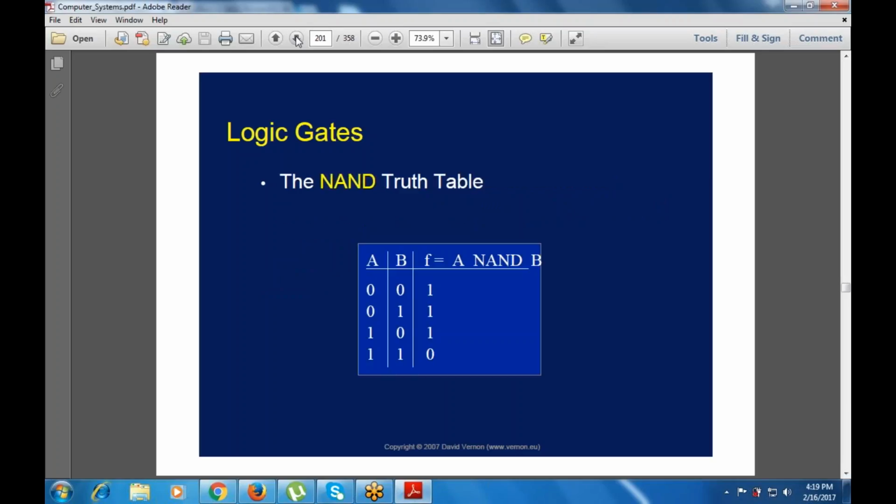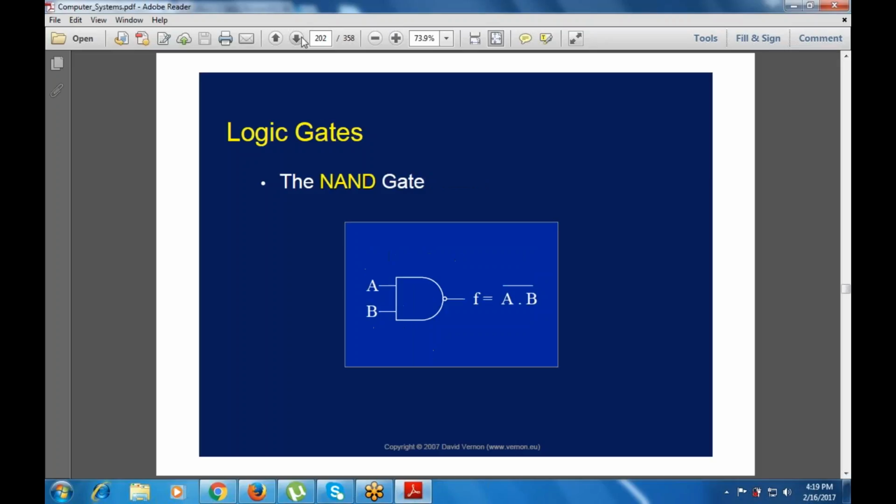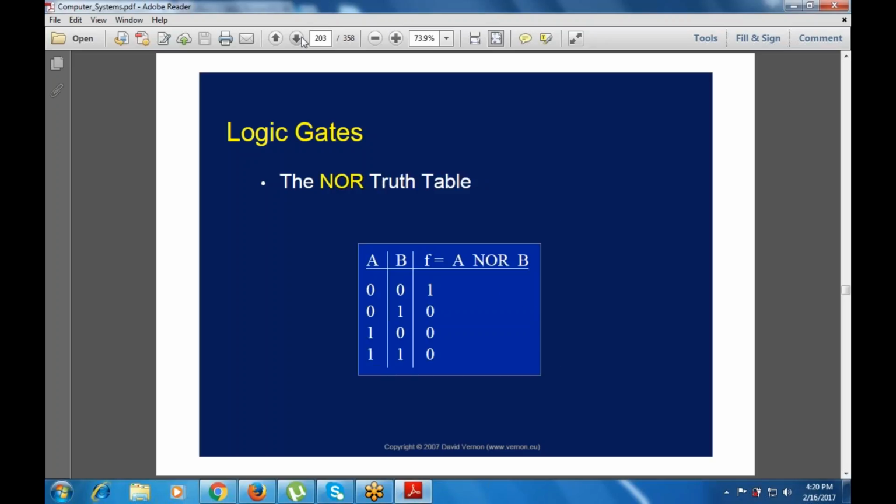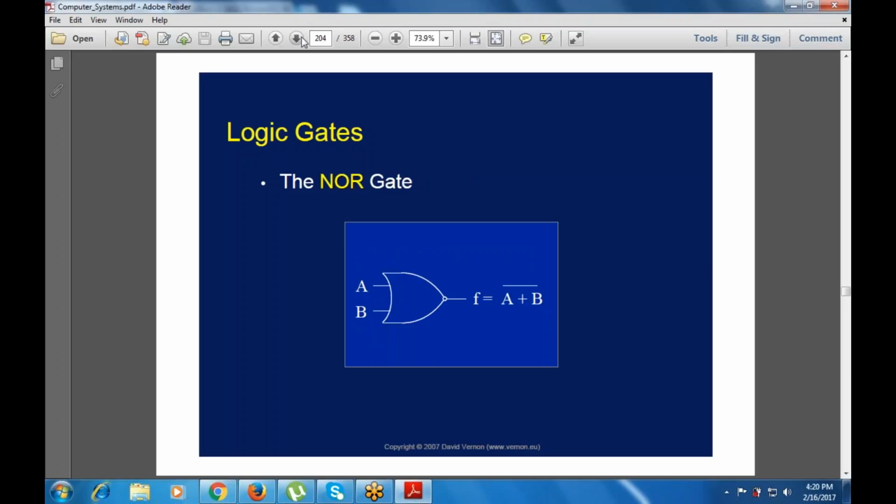Then this is the truth table for the NAND. This is A NAND B. This is 0 0 1, 0 1 1, 1 0 1, and 1 1 0. Then the NAND gate, this is A into B. After making the AND gate, we are converting things, that is a NOT of AND. Then the NOR gate, this is A NOR B, 0 0 1, 0 1 0, 1 0 0, 1 1 0. Then A plus B AND.